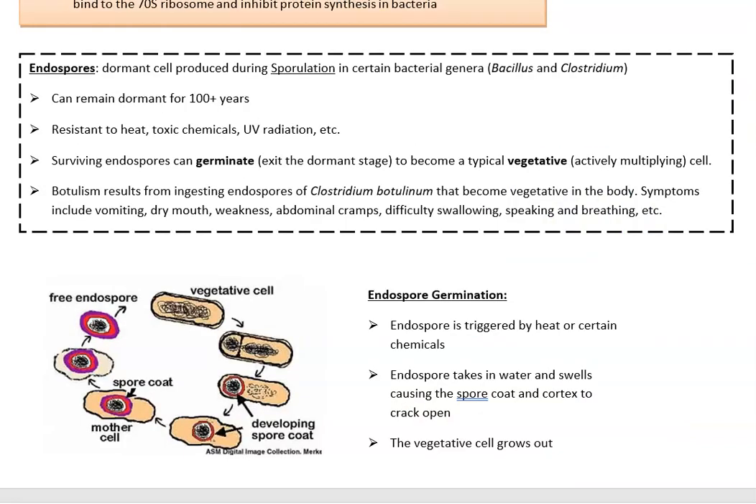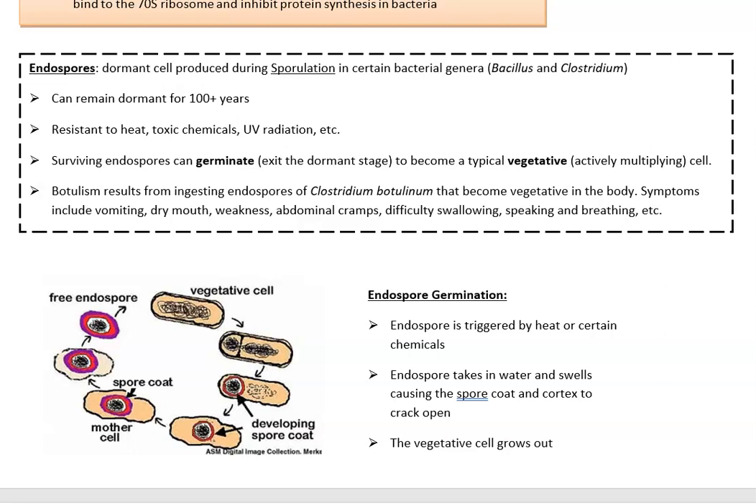Endospores are dormant cells produced during sporulation in certain bacterial genera, like Bacillus and Clostridium. They can remain dormant for more than 100 years. They're resistant to heat, toxic chemicals, and UV radiation. The surviving endospores can germinate, or exit that dormant stage, to become a typical vegetative, which means actively multiplying, cell.